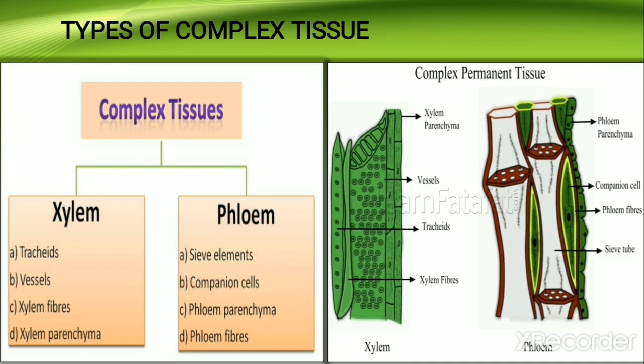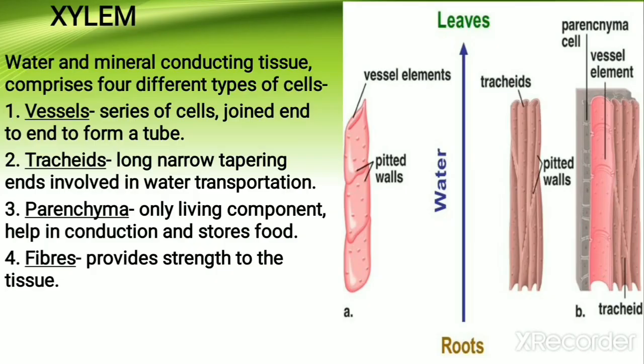So let's discuss the xylem and phloem tissue in detail. Xylem means they are the water and mineral conducting tissues. These tubes will conduct water and minerals, and that tube comprises four different types of cells: vessels, tracheids, parenchyma and fibers. Vessels are a series of cells which will join end to end, and they will form the main tube through which the water will be conducted.